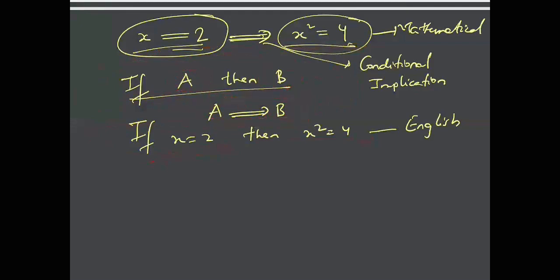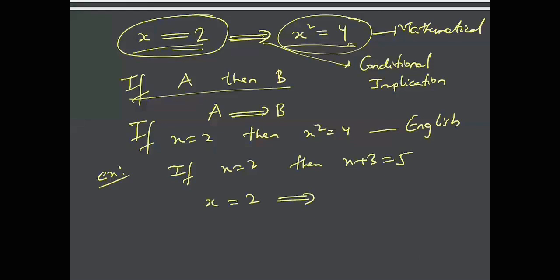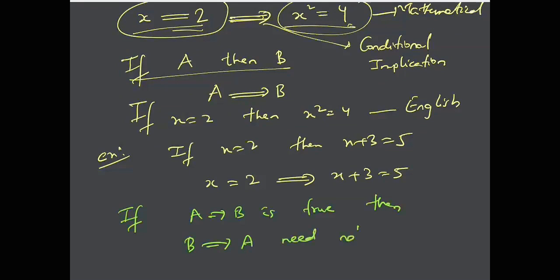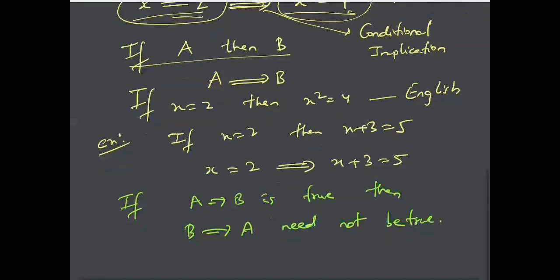Okay, so let us see some more examples. Say if x is equals to 2, then I can say that x plus 3 is equals to 5, right? So in mathematics, I can write this in this way. X is equals to 2 implies x plus 3 is equals to 5. This is perfectly true. Okay. So the difference is that A implies B need not imply B implies A. Just a second. Say if A implies B is true, then B implies A need not be true.